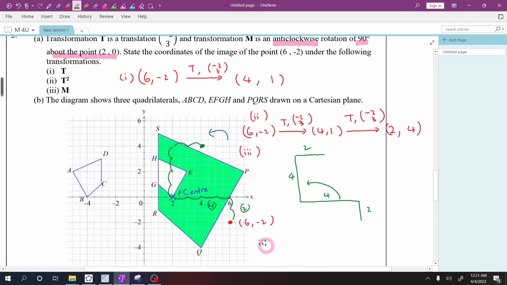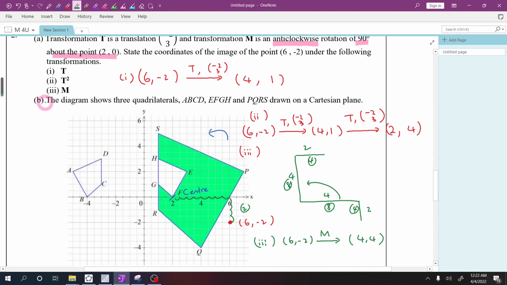Let me write here. (6, -2) undergoes this transformation M, which is a rotation, so the image will be (4, 4). Okay, so this is a way how we determine the image of a rotation. If you don't want to calculate this way, you want to calculate this way, no problem, you still get the same answer. For example, 1, 2, 3, 4, 5, 6, 7, 8, then 1, 2, 3, 4. It becomes (8, 4). You get exactly the same answer.